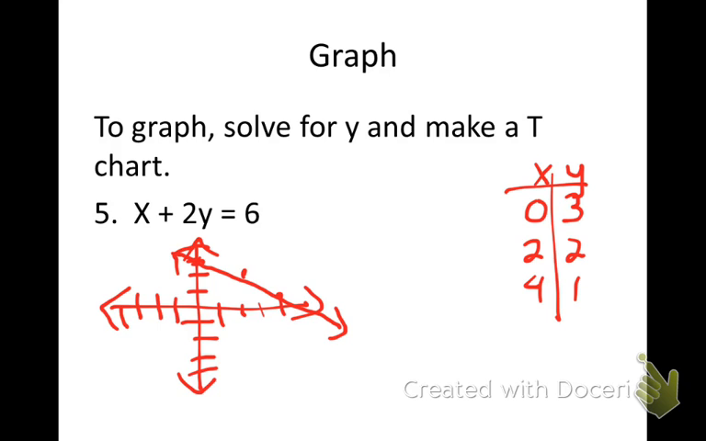And make sure you put the arrows on the end. And if you do graph more than one on a graph, we would number it number 1 or something like that.